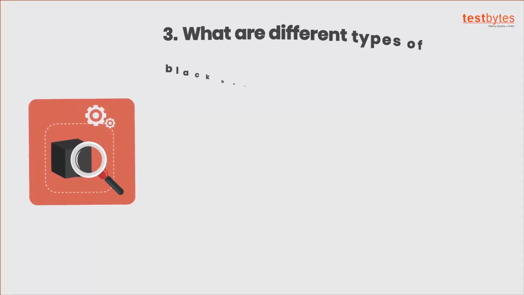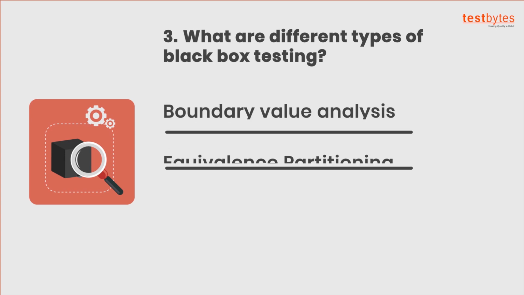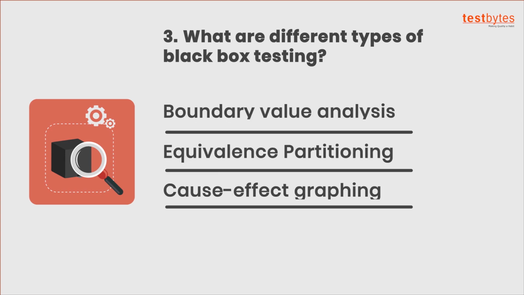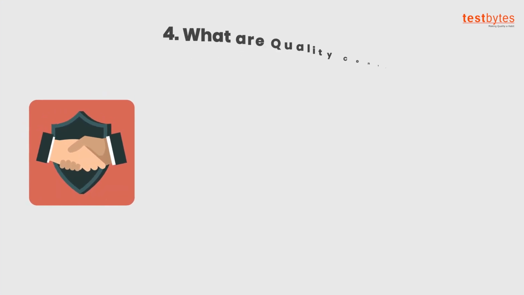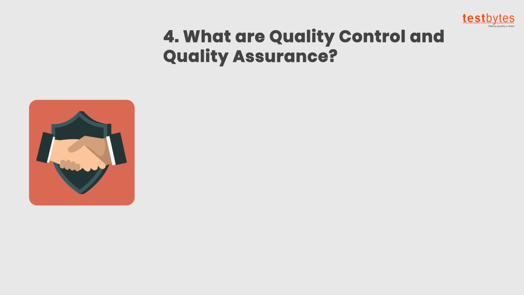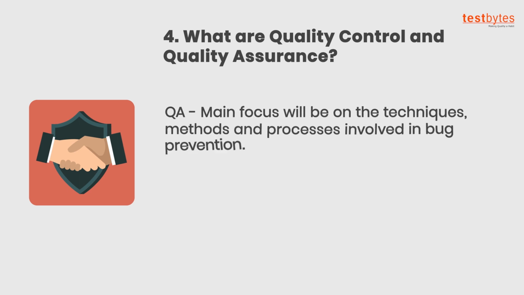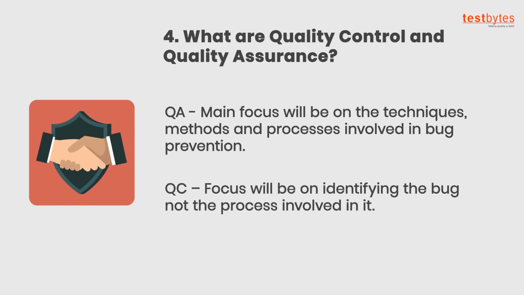Number 3. What are the different types of black box testing? Boundary value analysis, equivalence partitioning, cause-effect graphing. Number 4. What are quality control and quality assurance? In QA, the main focus will be on the techniques, methods, and processes involved in bug prevention. On the other hand, in QC, the focus will be on identifying the bug, not the process involved in it.